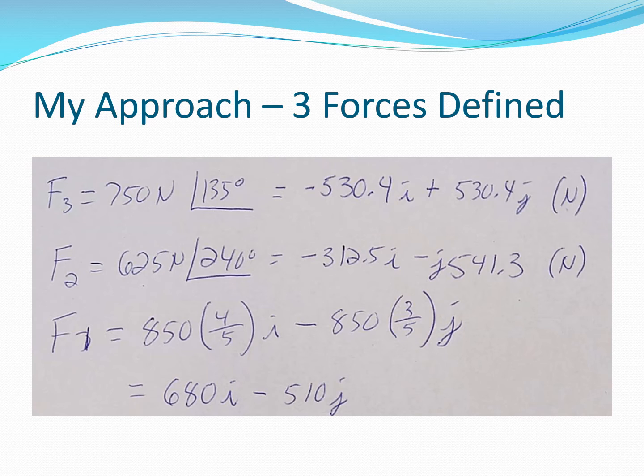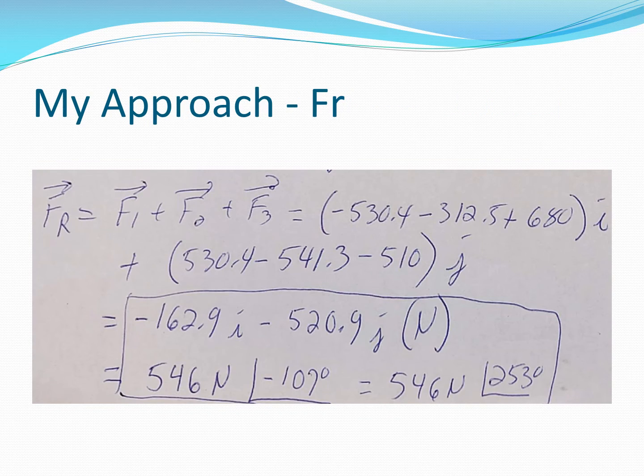For F2, the same thing: I recorded it in polar right off of the drawing, used my calculator, and converted that to rectangular. Here are the XY components. For F1, I used the 3, 4, 5 right triangle and got the X and Y components. Now, if you remember, the resultant is going to be adding the three together. So we can add all the X's and all the Y's, which I've done here.